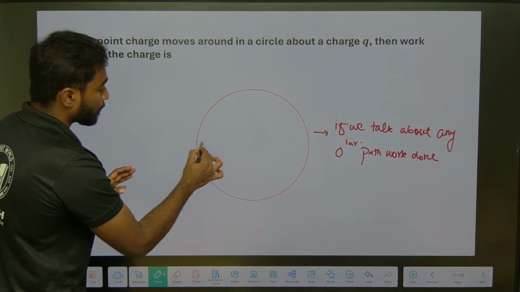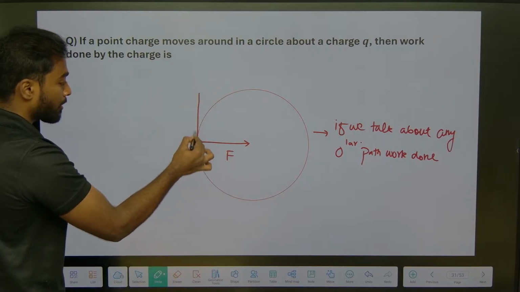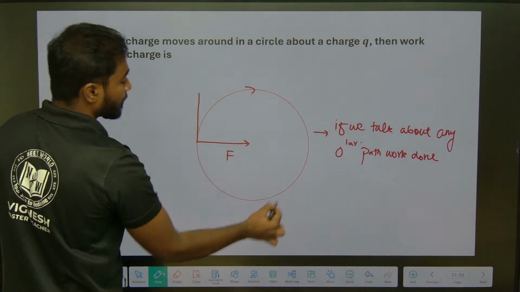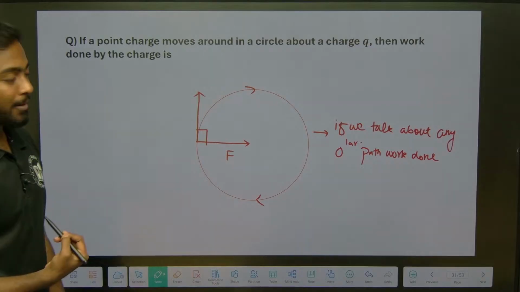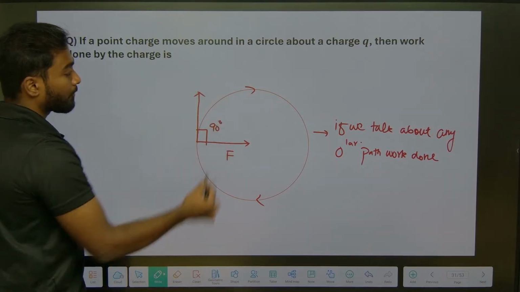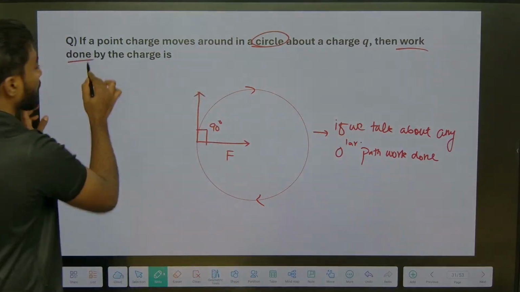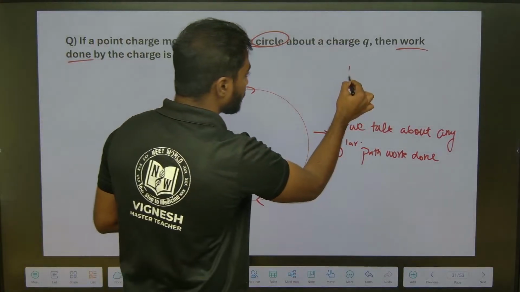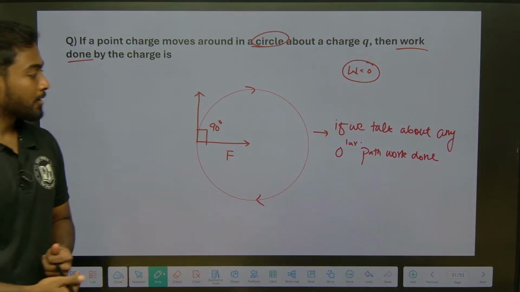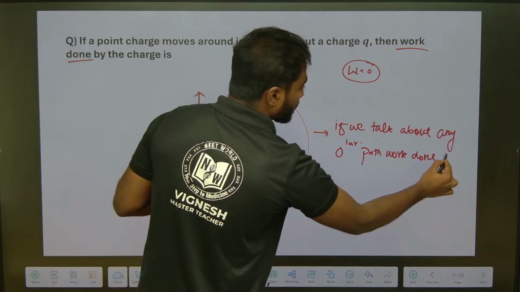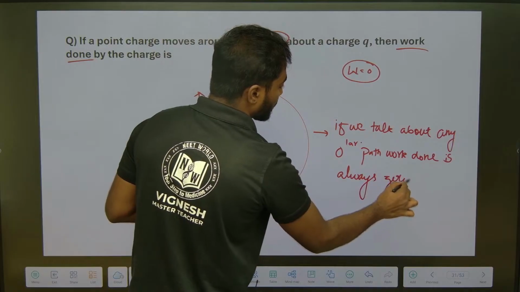When we talk about the force, it is the centripetal force towards the center, F, and the direction of the particle's motion, for example, I will take this direction. The angle between the force and the displacement is 90 degrees. So whenever we talk about a circular path, the work done will always be 0. So for this charge also the work done will be 0. For a circular path the work done is always 0. This is the answer for this question.